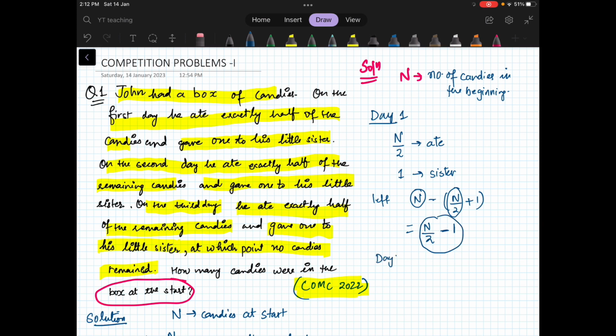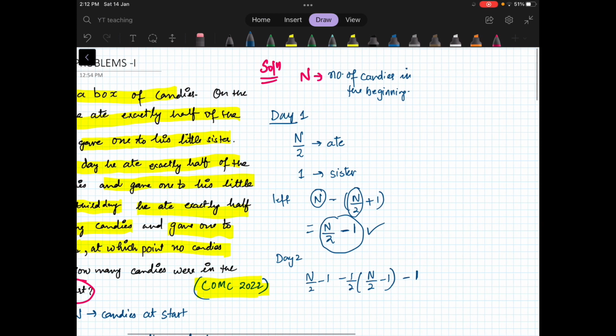And on day 2, he had these candies, n by 2 minus 1. Then he ate half of them, so I am subtracting half of it. And then he gave one to his little sister. So on day 2 he is having n by 2 from here, and then you have n by 4 from here. So this is n by 2 minus n by 4, and then you have minus 1 from here, and this is minus 1 and minus 1. So that's a plus 1 by 2 because of this 1 by 2. And then you have a minus 1 again.